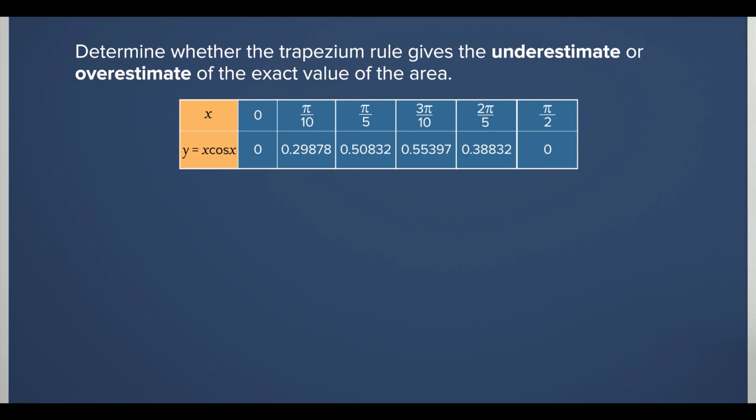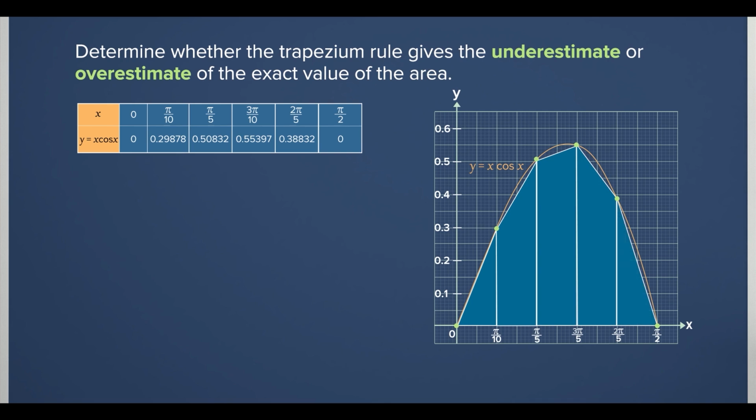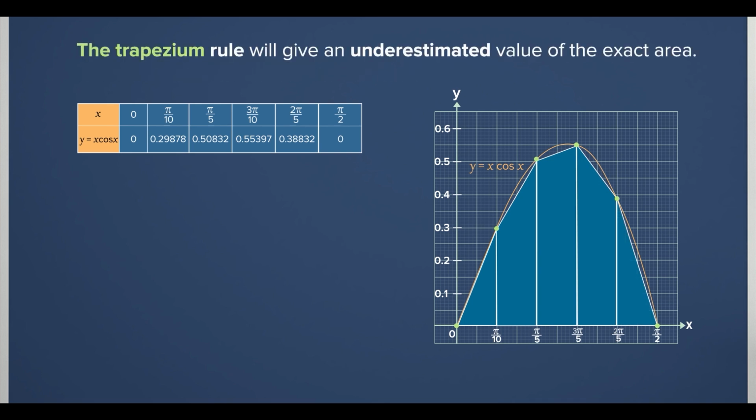Similarly, to check whether our estimated value is under or over the exact value of the area, we need to sketch the curve y is equal to x cosine x and the trapezium. In this case, it is clear from the sketch that the trapezium rule will give an underestimated value of the exact area.